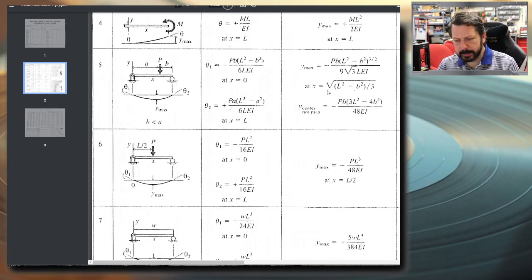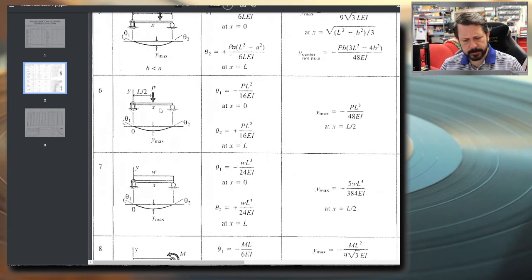They give you a couple of things here, 2 different Y maxes. One is the actual Y max, and the other one is the deflection at the center, but it's not the maximum deflection. So sometimes you want to know at the center of the beam. They're just pointing out that here it is, but it's not the maximum deflection for that beam. This one's a lot more straightforward.